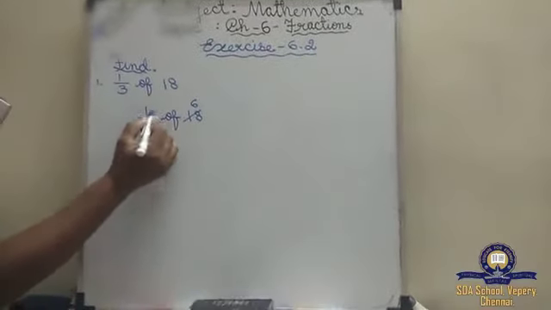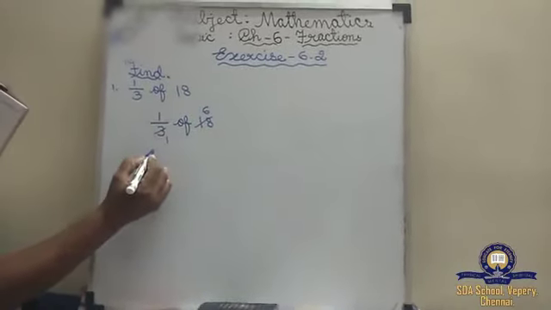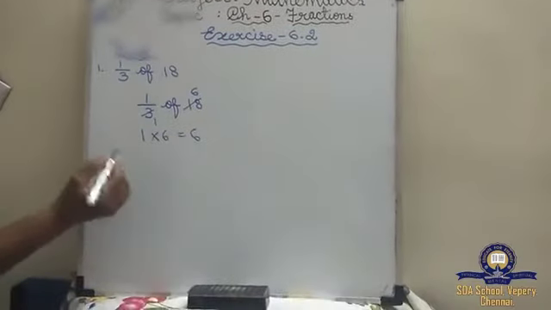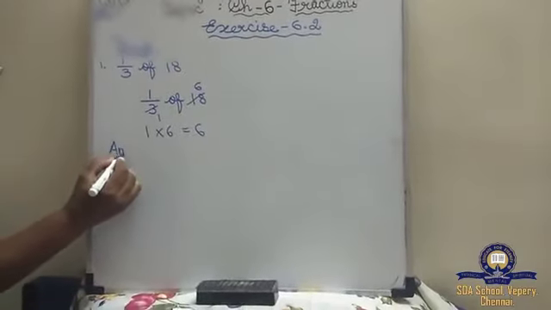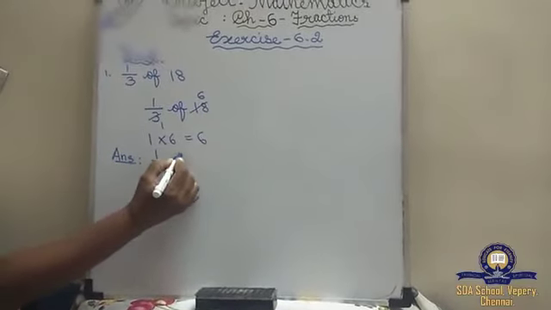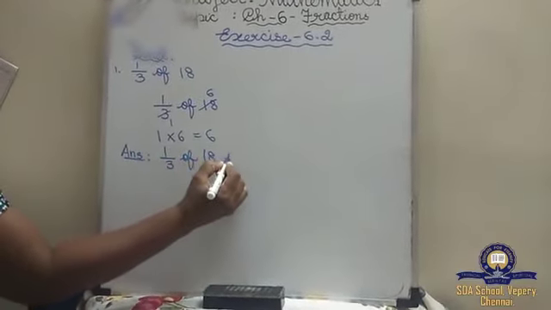Now these two you have to multiply. So 1 into 6 is equal to 6. So what's the answer? The answer is 1 by 3 of 18 is 6.